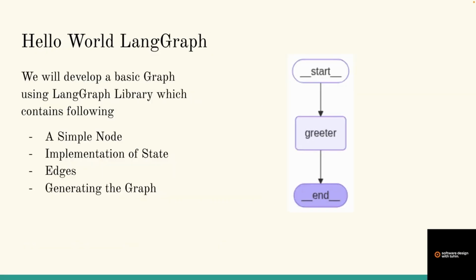In this demo, we will use Poetry for environment creation, and we will create the kind of structure that is available here. We'll create a simple node, and we'll see how to implement state and how to connect the node with the edges. By default, start and end nodes will be created. We'll connect the greeter node with the start and end nodes, and finally generate a graph. Okay, so let's see it in the demo.